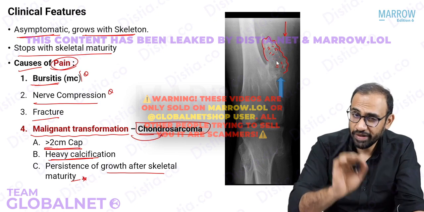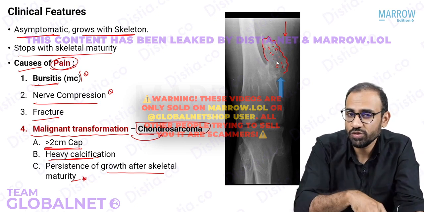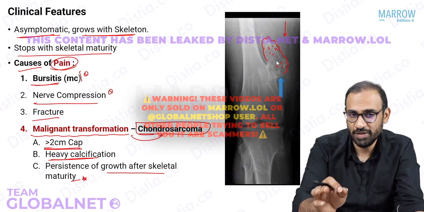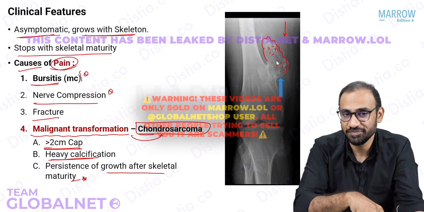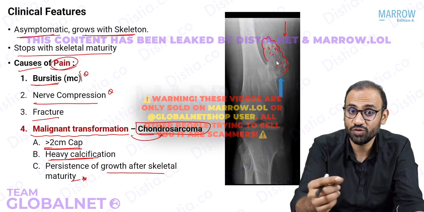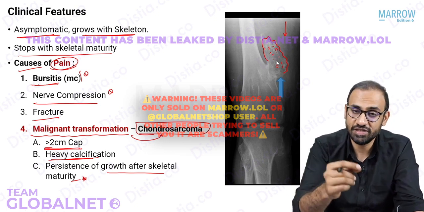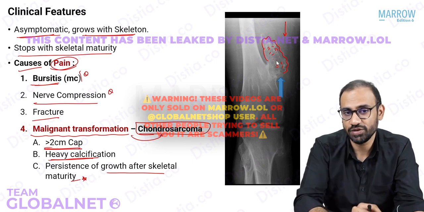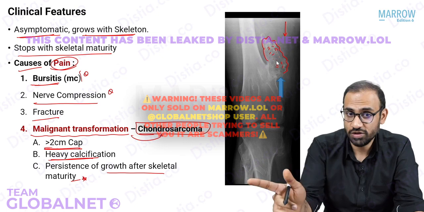These are the features that are suggestive of this benign osteochondroma becoming malignant chondrosarcoma. Now tell me, is pain a feature that will tell you that this benign osteochondroma has become malignant chondrosarcoma? Yes, but it's not very specific because pain can occur because of bursitis, fracture or nerve compression. Right? So what is more important? Thickness of cartilaginous cap, persistence of growth even after skeletal maturity, and heavy calcification of the cartilaginous cap. These things you should keep in mind to make the diagnosis. And once it has become chondrosarcoma, you will have to treat it like chondrosarcoma.